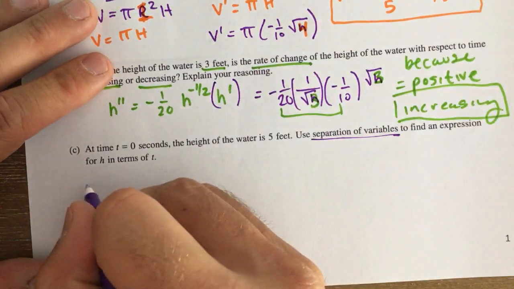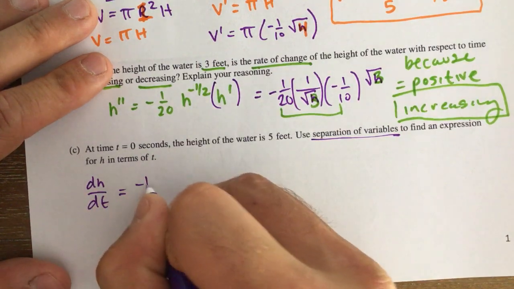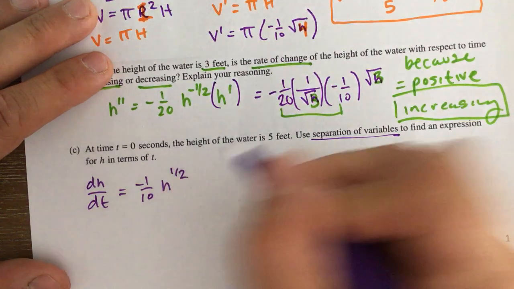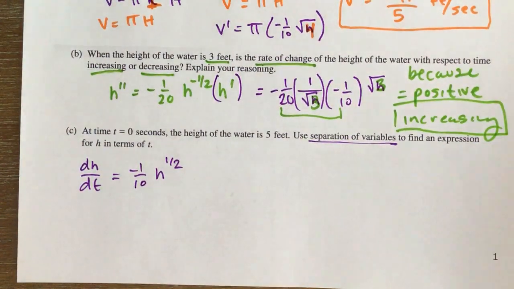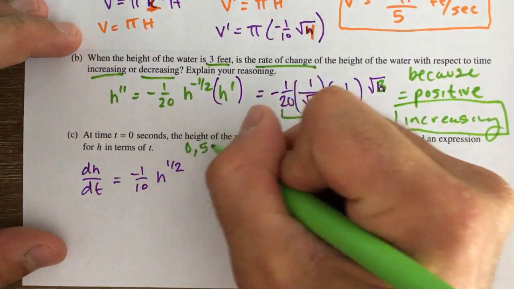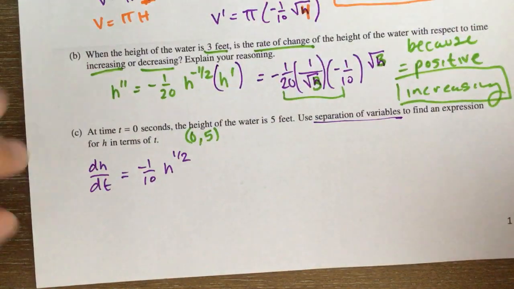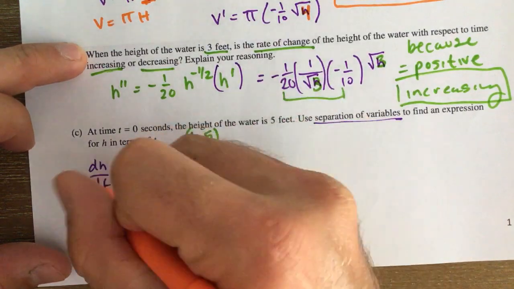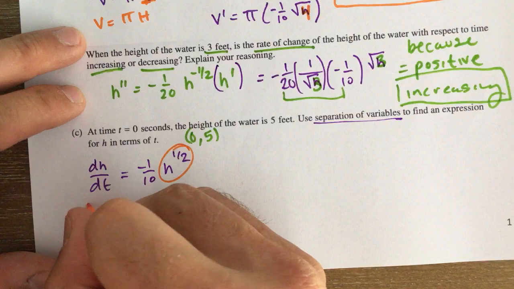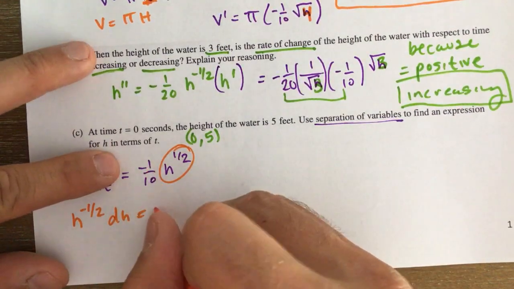So the first thing I'm going to write down is dh over dt equals -1/10 times h to the 1/2 power. Okay, and we have a coordinate. It is (0, 5) that they're giving us. Right, so let's go ahead and separate. It looks like I can take this guy and move it down to the denominator, which would really be h to the -1/2 dh. I'm going to leave the -1/10 there.